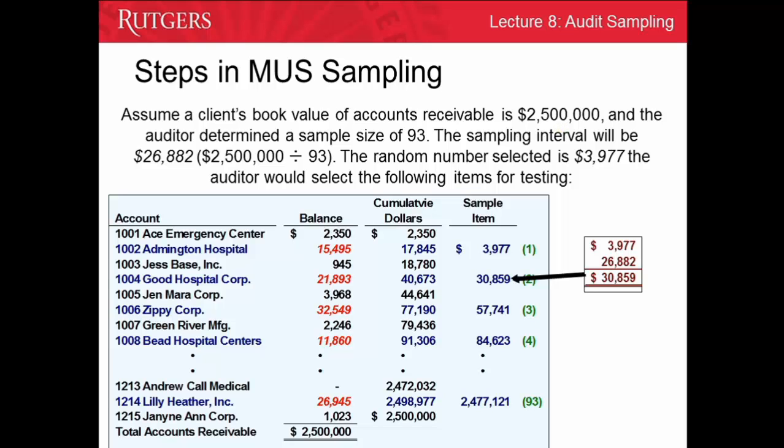When the logical unit, a customer account in this example, exceeds the sampling interval, more than one sampling unit may be selected from the same logical unit. If this happens, the logical unit is included only once when the sample results are evaluated. Thus, the number of logical units examined may be less than the computed sample size, which is another advantage of this selection technique.